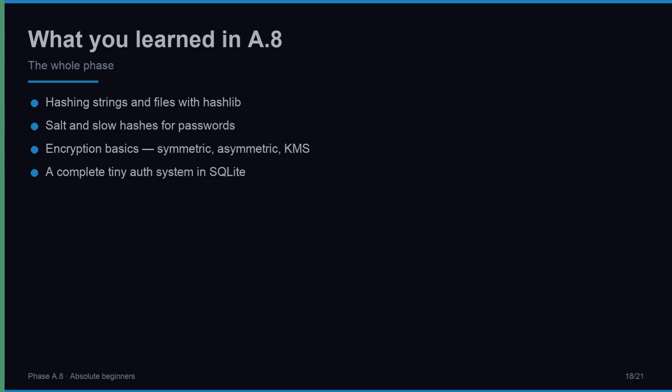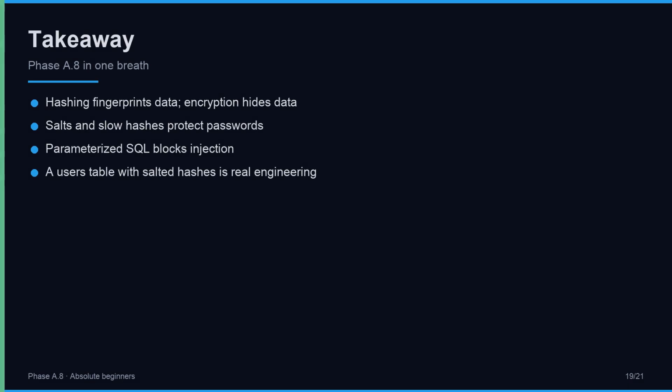Take it further, look back at the whole phase. You learned to hash strings with SHA-256. You learned to hash files of any size with chunked reading and update. You learned why plain text passwords are catastrophic, what salts do, why slow hashes matter, and how to use PBKDF2_HMAC, bcrypt, and Argon2. You met encryption concepts: symmetric, asymmetric, at rest, in transit, cloud KMS. And now you have built a complete tiny authentication system on top of all of it. The whole phase, in one breath.